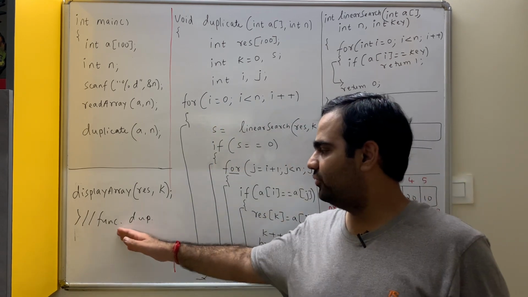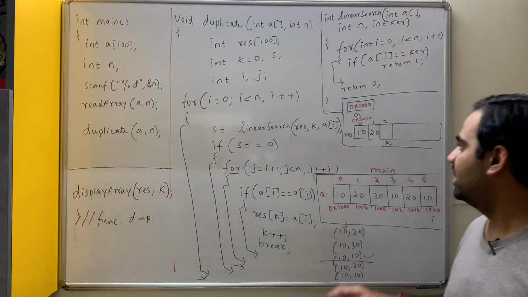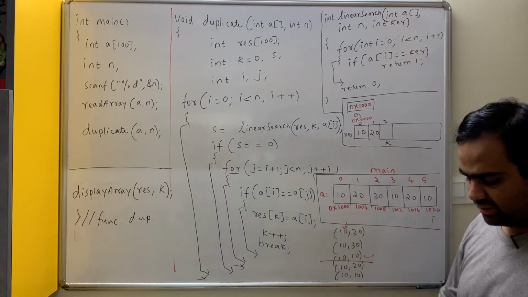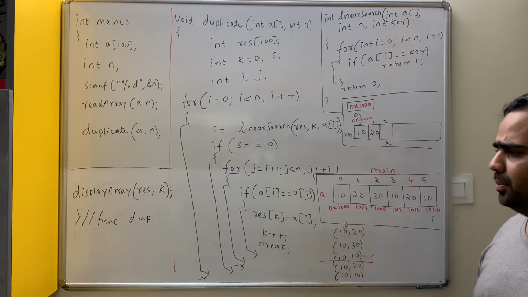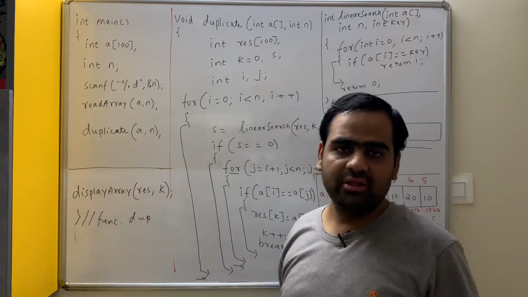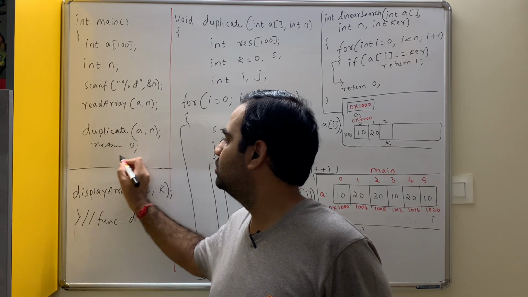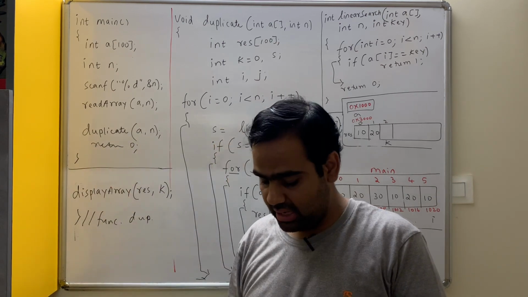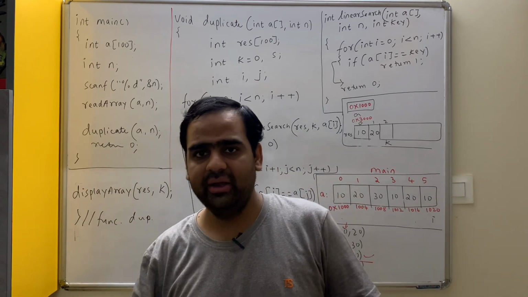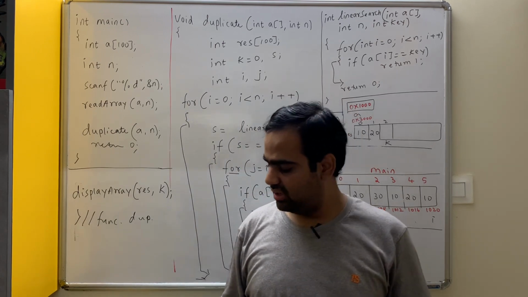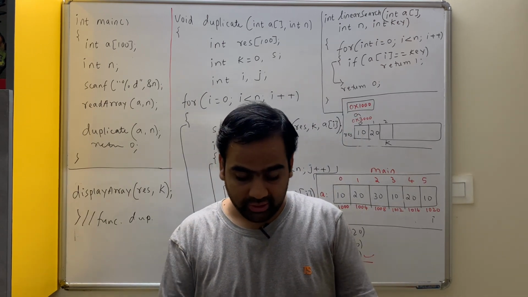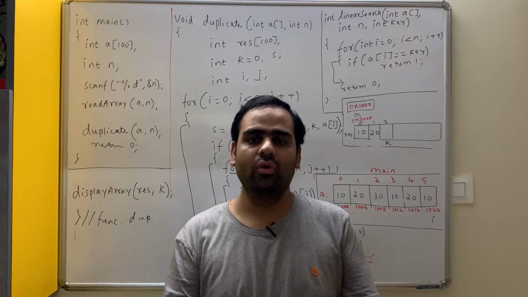Now closing bracket of the function. Now display array resultant comma k means 10 and 20 will be displayed. That is the array of duplicate elements. Closing bracket of the function is taken as return. You come back to main, and here I can say return 0 and stop the main as well. This is how we find whether duplicate elements are there in the array or not using the brute force approach.